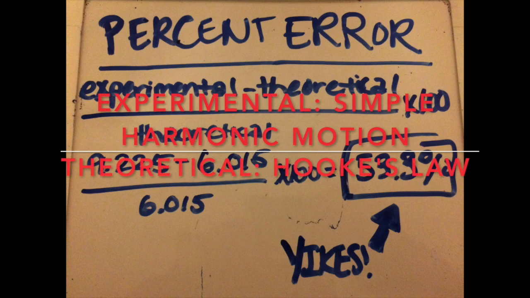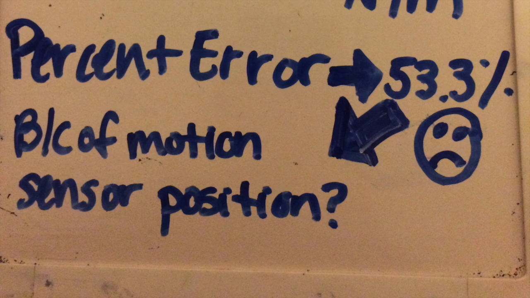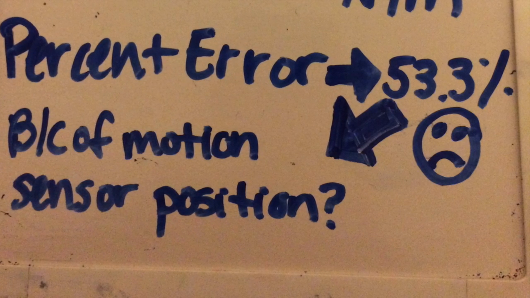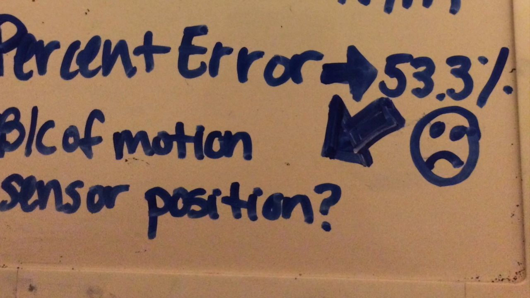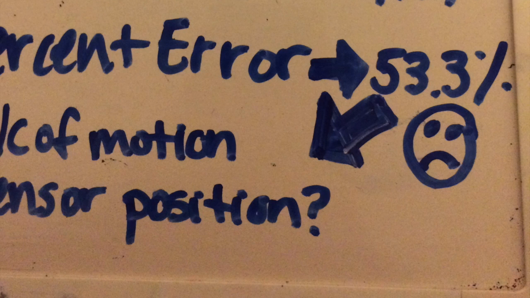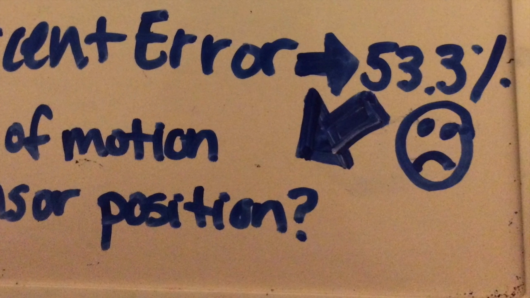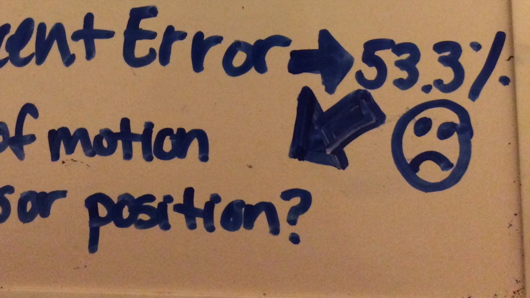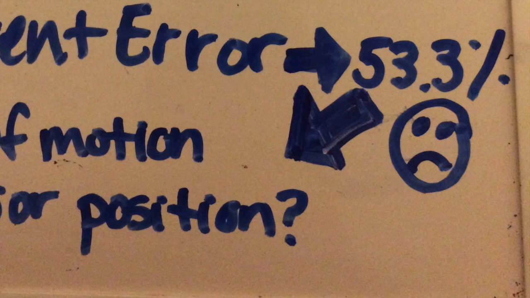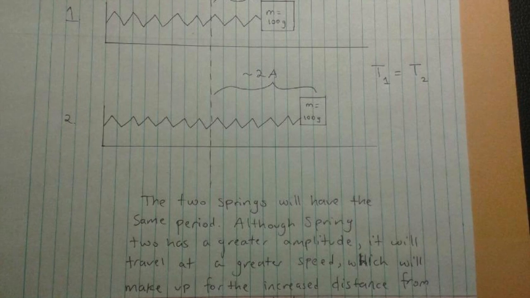The percent error is 53.3%, which is a very large percent error. In our experiment, we determined 9.225 newtons per meter as the spring constant using simple harmonic motion. We determined the value 6.015 using Hooke's law. We had a percent error of 53.3%. This may have occurred because of an error in the placement of the motion sensor under the spring during simple harmonic motion. Amplitude does not affect period.